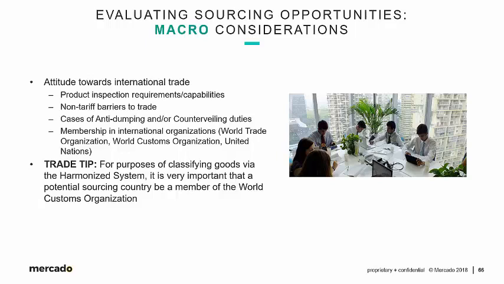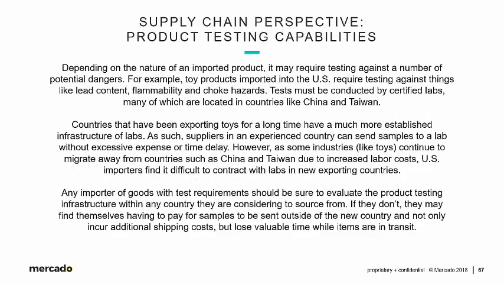The WTO, we've mentioned a bunch of times, the World Trade Organization, the World Customs Organization as well, and the UN, the United Nations. As a trade tip, for purposes of classifying goods via the harmonized system, it is very important that a potential sourcing country be a member of the World Customs Organization. Why is that? Because it's the WCO, not the WTO, that manages the harmonized system. It's just a good idea to be thinking about sourcing countries that are a part of the WCO, and as such, use the harmonized system.